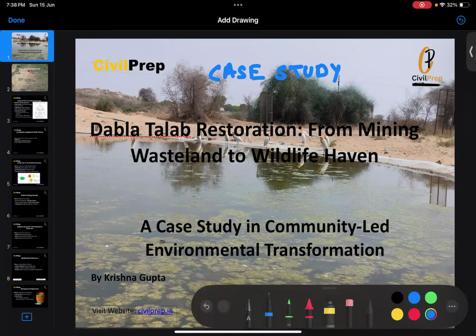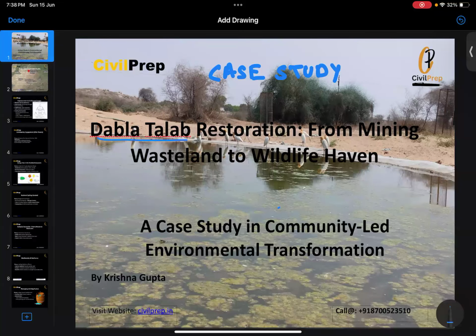Okay, an important part of case study, that is Dabla Talab restoration from mining wasteland to wildlife haven. Now this is a case study in community-led environmental transformation which has taken place in recent time in the region of Rajasthan, in Bikaner district.